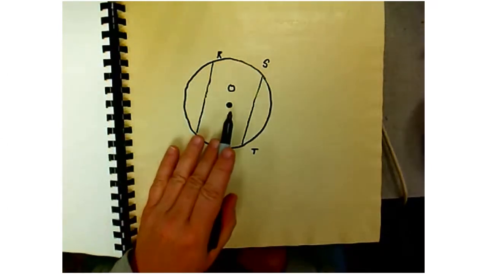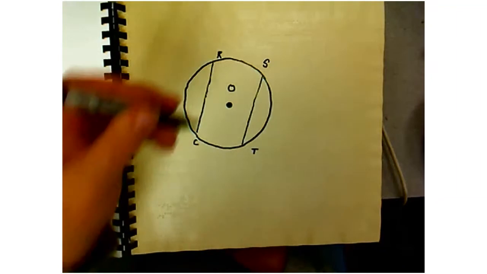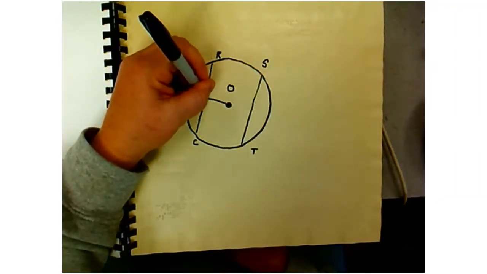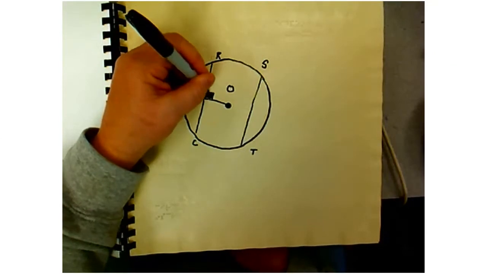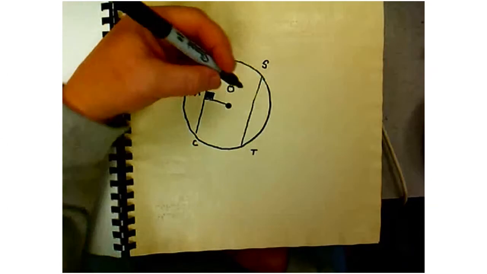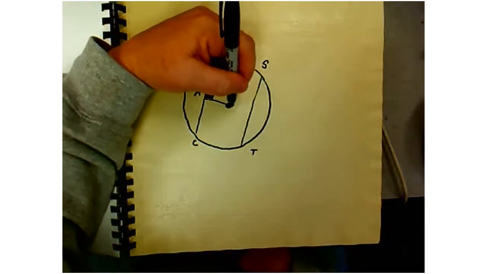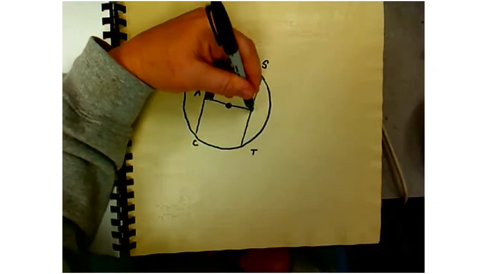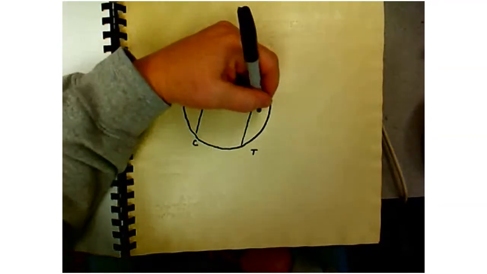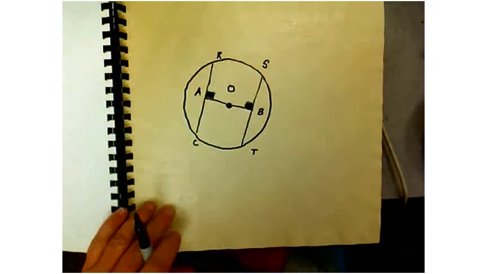In the middle, there is a segment that goes from O to the left, perpendicular to our chord RC, and it intersects at point A. And from the center to the right, there's a little segment that's perpendicular to our chord ST that intersects at point B.